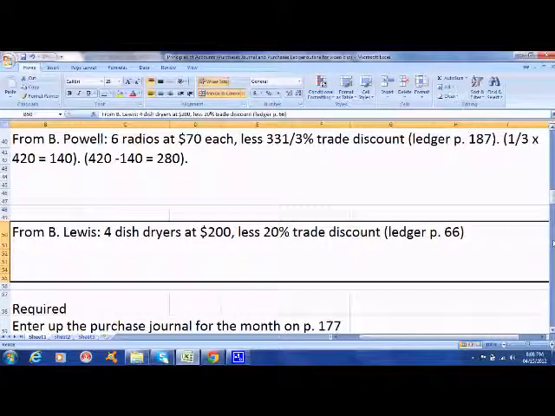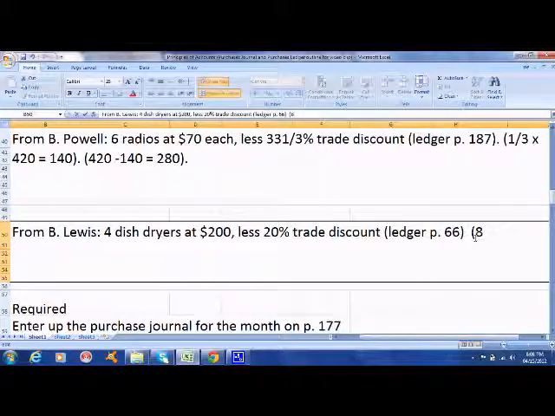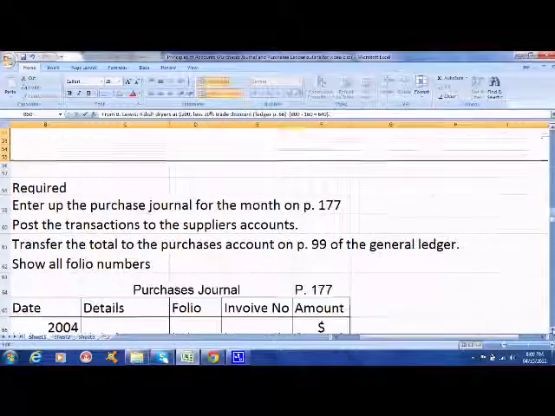For these dryers at $200 each, 4 times 200 is what? 800, right? Yes, math students. You're going to find the 20% trade discount, 20% of 800. 20 divided by 100 times 800 equal to 160. 800 minus 160 equal to 640. So this 640 now will be placed in your purchases journal.